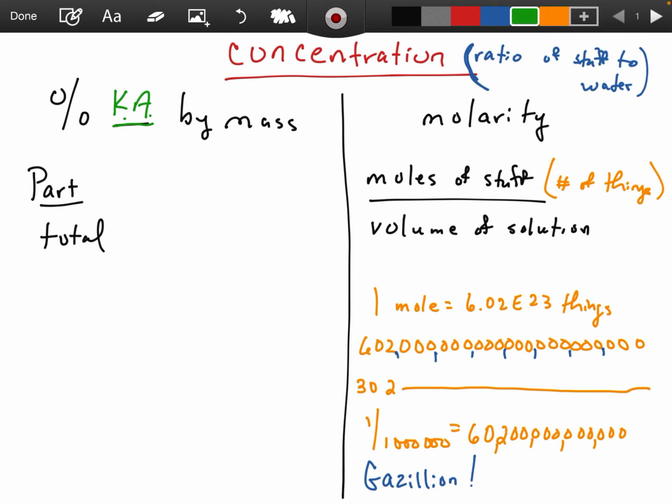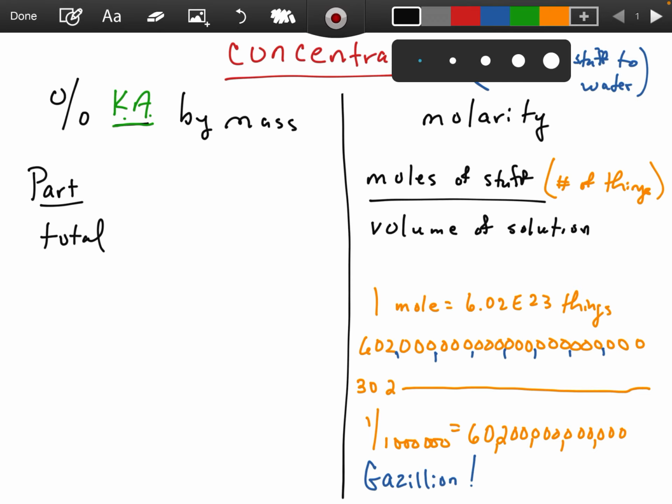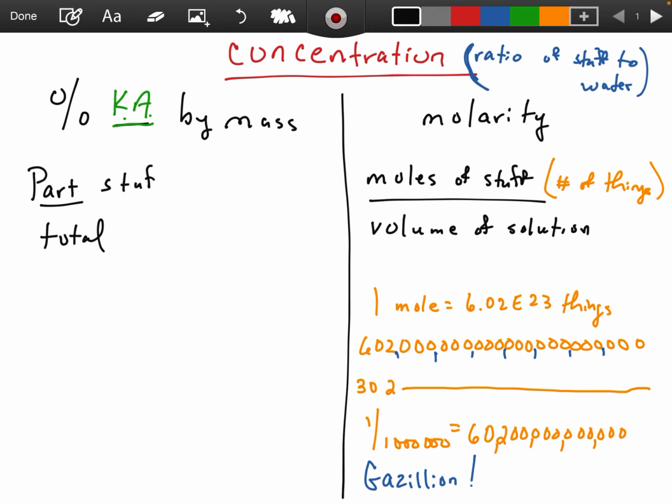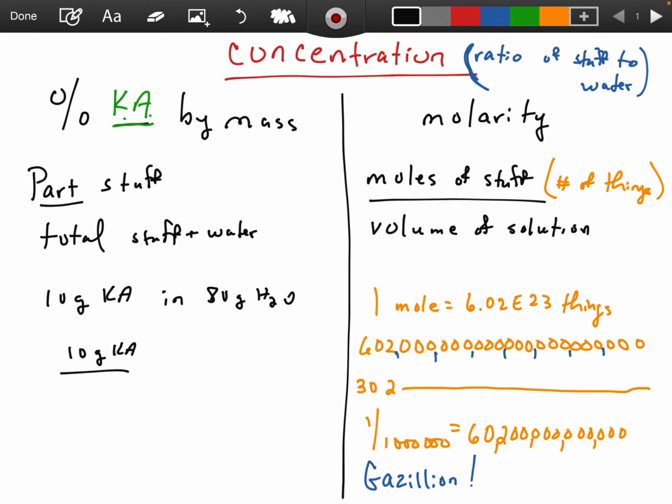Percent Kool-Aid by mass. And anytime you do a percentage problem, it's always going to be part over total, or piece over whole. But the part is your stuff, and the total is your stuff plus water. Okay? So if you had 10 grams of Kool-Aid and you dissolved it in 80 grams of water, that would be 10 grams of stuff divided by the total.